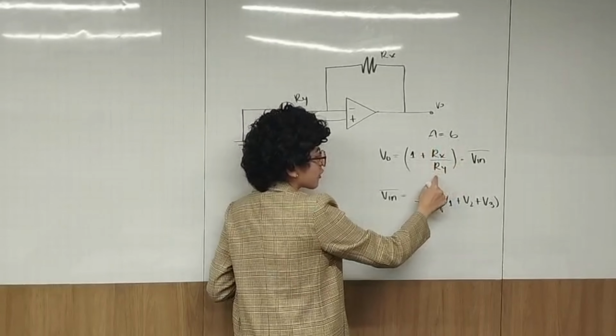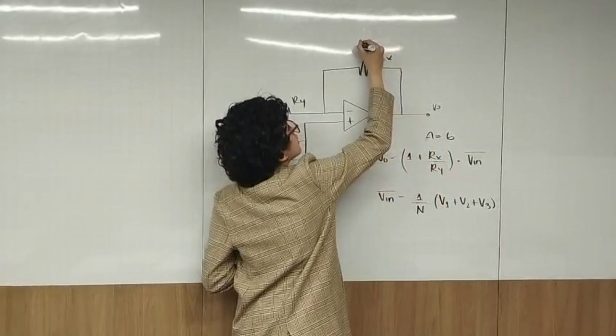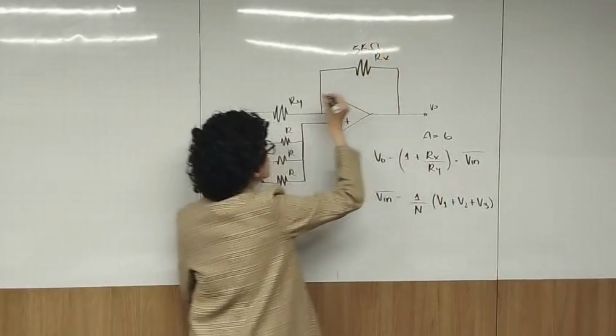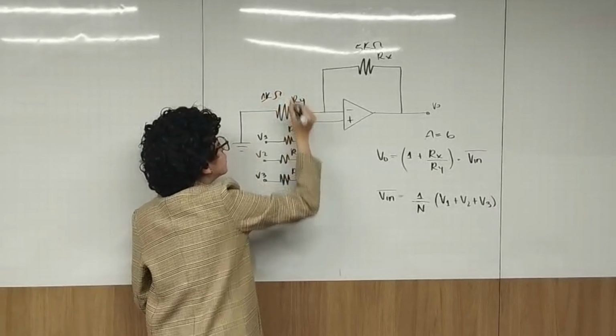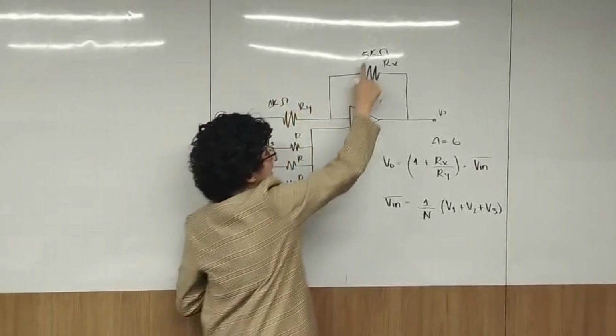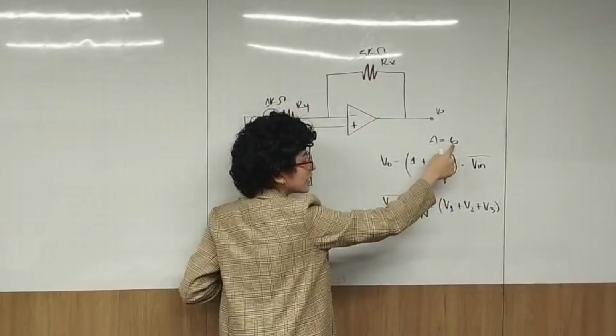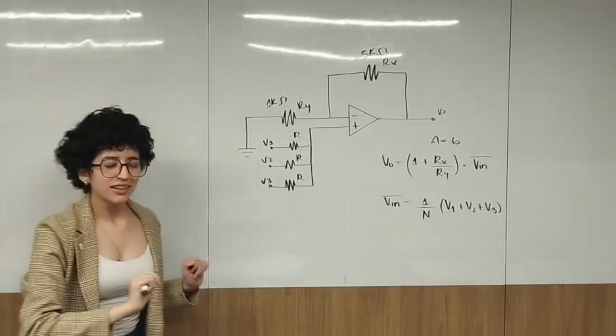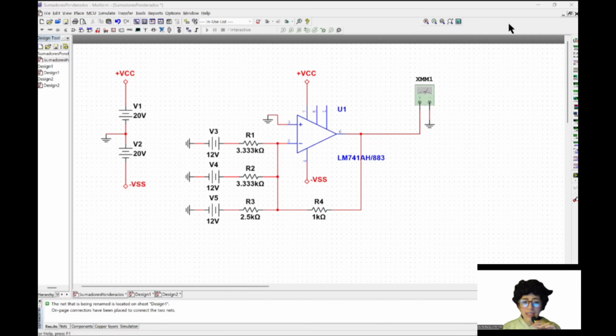So we should make sure that this fraction equals 5, so we can make this one be 5 kilo ohms, and this one 1 kilo ohm. And in this way we get 5 plus 1 equals a gain of 6. So for these two, we're doing them both in the same simulation, so you can see the differences between each setting and what they can do.